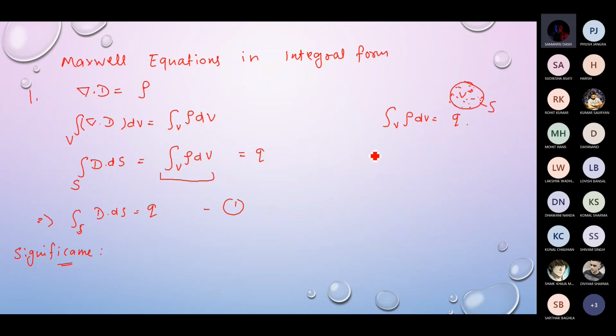So the net outward flux, how much flux is coming out of this surface. That is, the net outward flux of the electric displacement vector through the surface enclosing a volume is equal to the net charge contained within that volume.